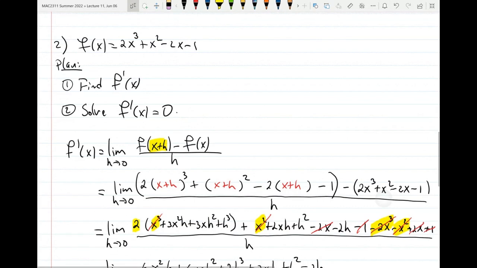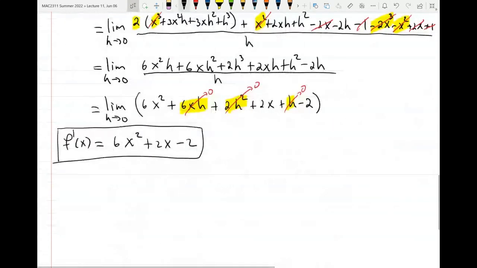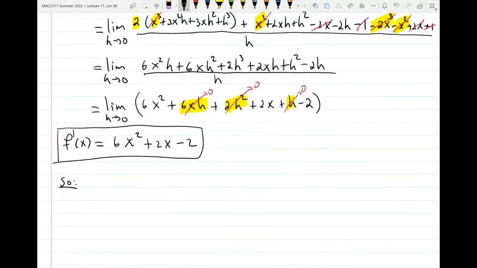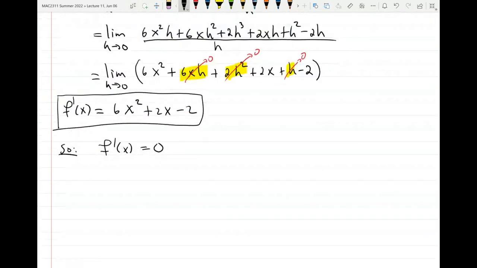So set it equal to 0 and solve, right? So now we want to figure out when the derivative equals 0. In other words, 6x squared plus 2x minus 2 equals 0. We want to solve this equation, okay? So let's go for it. This is a quadratic equation. If things come to worse, if we cannot factor, then we just use the quadratic formula, okay? So not really a problem here.